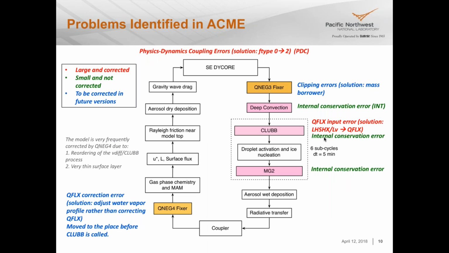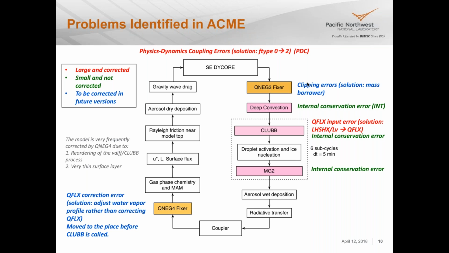Should be E3SM atmosphere model. So on this slide, the red color indicates the large and corrected terms in the E3SM V1 beta onwards. And green color indicates small but not corrected errors, for example, the internal conservation error in the physical parameterizations like deep convection, CLUBB, and MG2. And the blue color indicates some error terms to be corrected in future versions.